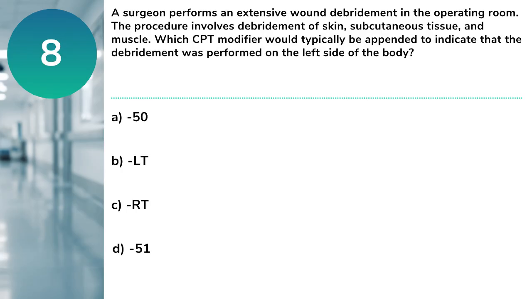Question 8. A surgeon performs an extensive wound debridement in the operating room. The procedure involves debridement of skin, subcutaneous tissue, and muscle. Which CPT modifier would typically be appended to indicate that the debridement was performed on the left side of the body? A. -50. B. LT. C. RT. D. -51.